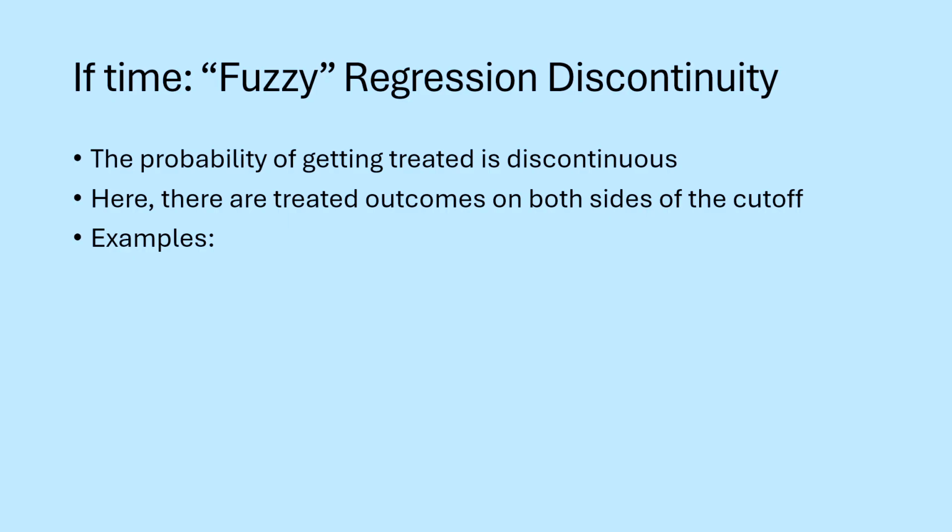Remember from before, in order to apply the regression discontinuity method, we needed a context where there were no people that were treated to the left of the cutoff, and everyone was treated to the right-hand side of the cutoff. But there are lots of places in the real world where there is some kind of a cutoff, but it's not that dramatic. It's not everybody untreated on the left and everybody treated on the right.